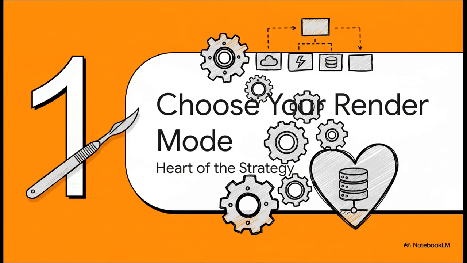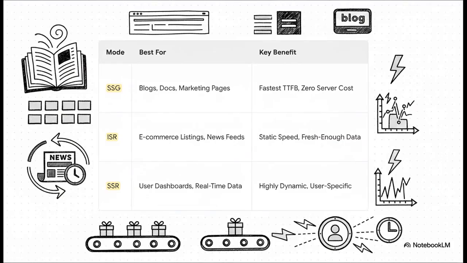Okay, let's dive right in. The absolute heart of this whole strategy, the most critical decision you're going to make, is choosing the right rendering mode. And I mean for every single page. This isn't a one-size-fits-all decision for your app. You've got to be really deliberate about it. So, how do you choose? Well, you always want to start with the cheapest option possible. For stuff that basically never changes, think blog posts, documentation, marketing pages, you're going to go with static site generation, or SSG. It's the fastest and has zero server cost at runtime.